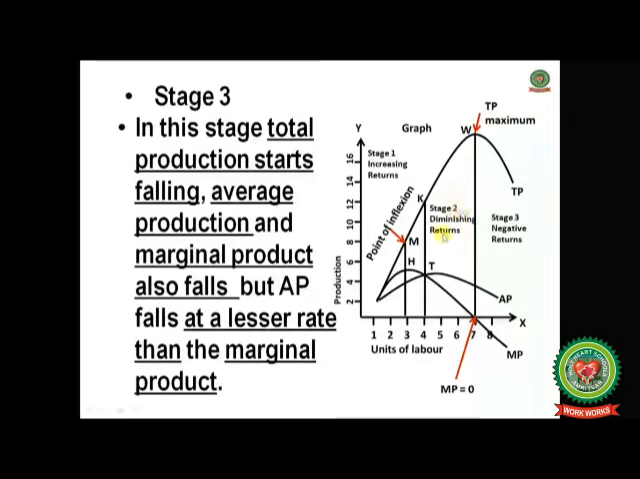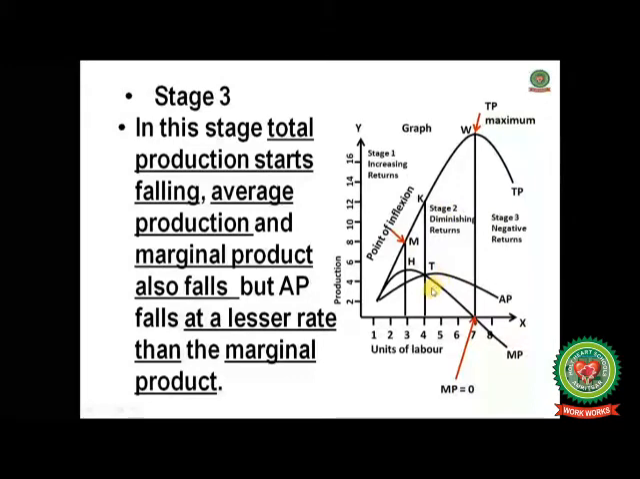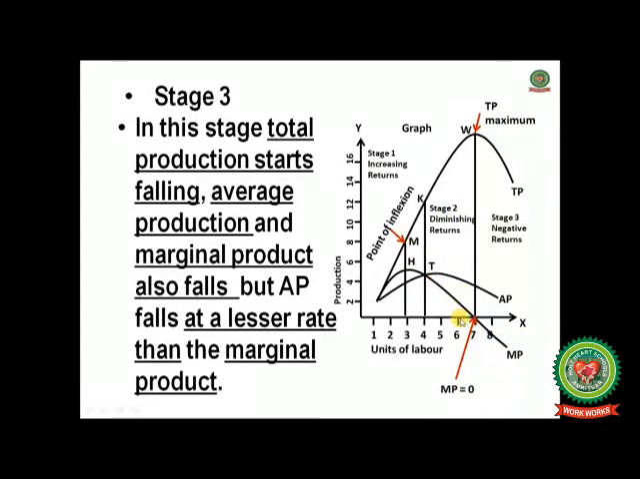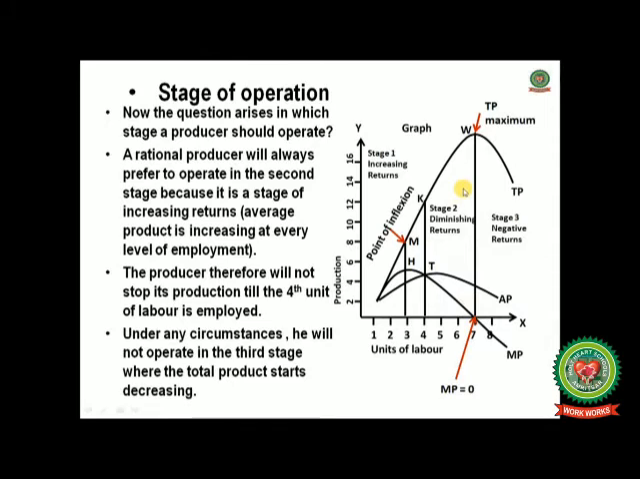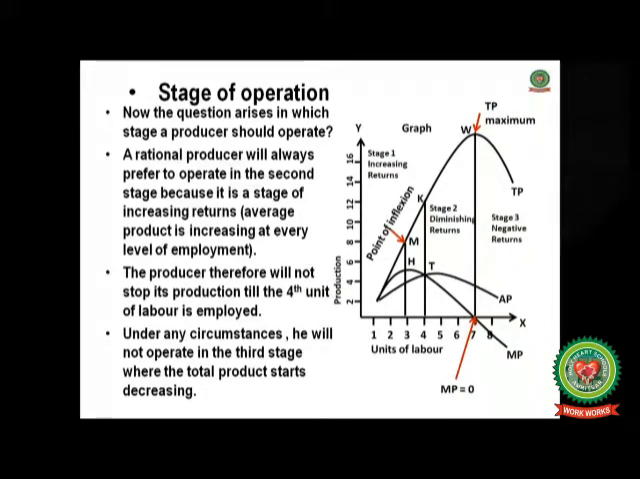So the production starts falling. As you can see, average product and marginal product both are falling, but AP falls at a lesser rate than the MP. So now, what is the stage of operation? The question arises, in which stage should a producer operate?